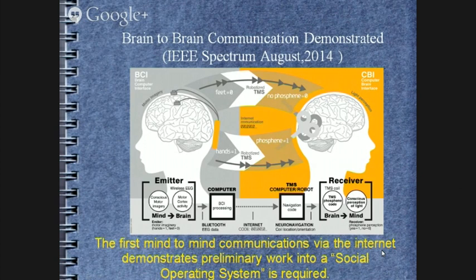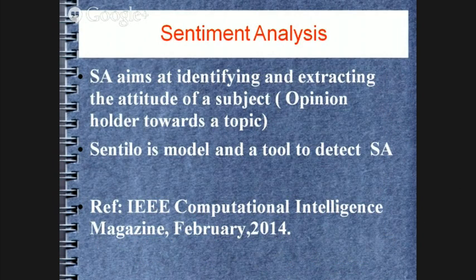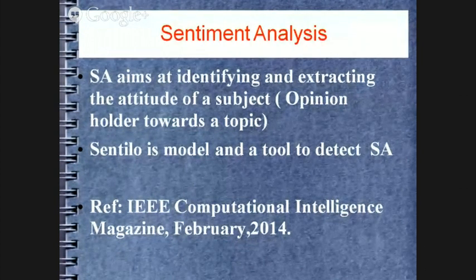So if you are really interested to carry out some good research in this area, you see they are looking forward to an operating system called the social operating system. This is a recent development in the area of brain-to-brain communication. Then we talk about the feedback. When we are talking about the feedback, we talk about the pen and paper feedback or at the best online feedback which you are taking.